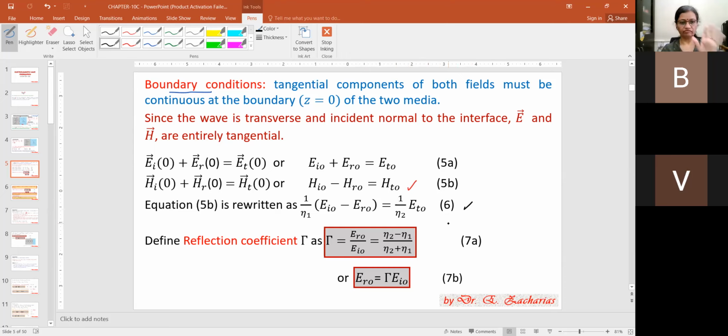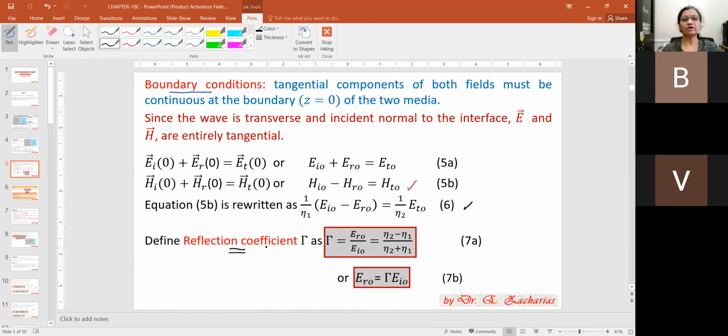Now, if this is clear, you see there are two etas involved. One is the intrinsic impedance of medium 1 and the other of medium 2. Now I'm going to make a definition. Please be very, very careful about this definition. There is a definition for what is called the reflection coefficient. The reflection coefficient is denoted by capital gamma. Capital gamma looks like R.